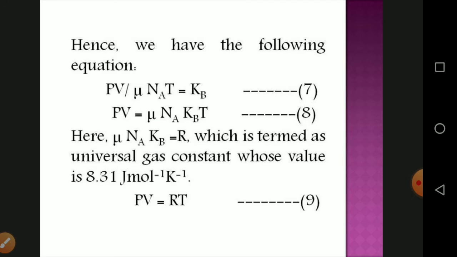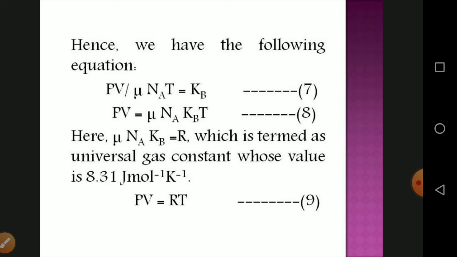So we move the dividing term to the right hand side. PV divided by mu Na T, so it moves to the right hand side: PV is equal to mu Na Kb into T. Here mu Na Kb is also a universal constant, that means R. Here mu Na Kb is equal to R.